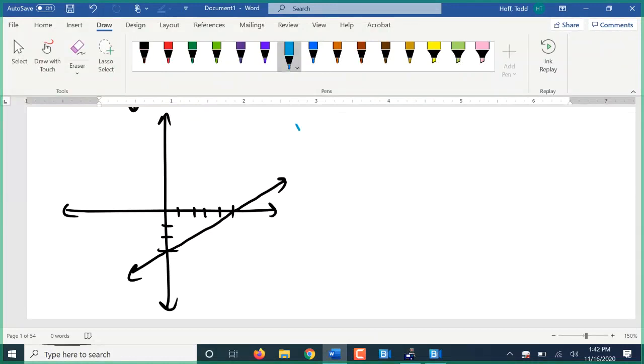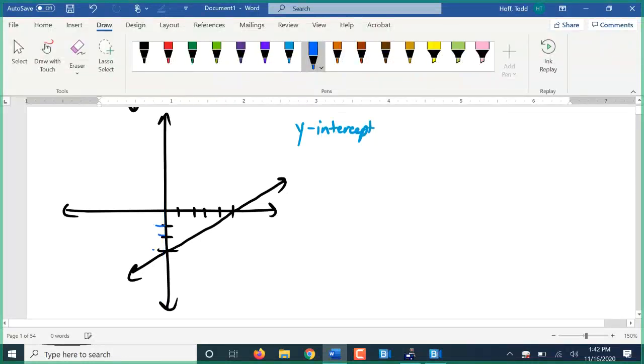So the y-intercept here is where it crosses the y-axis down here. That's at 1, 2, 3. So negative 3. 3 units below the origin.